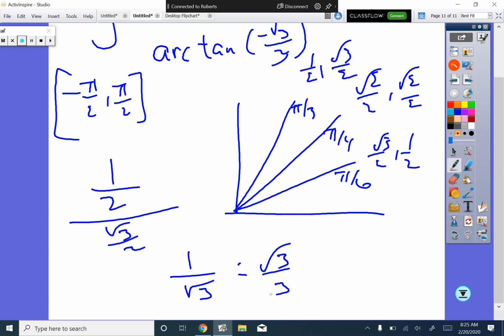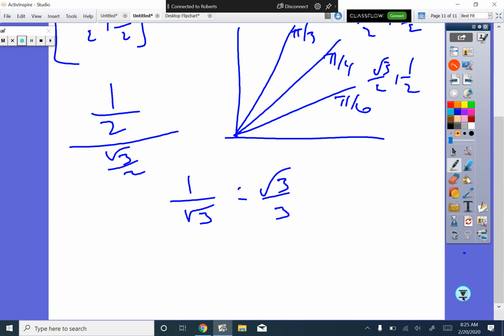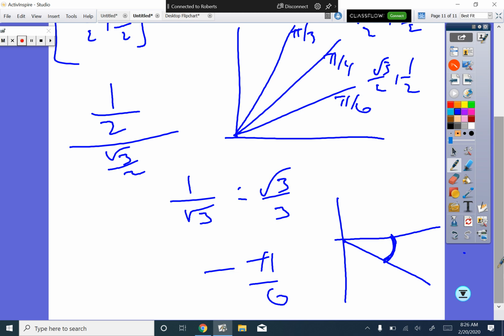But we need the negative. So we're not in quadrant 1, are we? We're in quadrant 4. So we need this one, which is pi 6th away. So do we say 11 pi 6th? We don't say 11 pi 6th, because 11 pi 6 isn't between negative pi halves and pi halves. So what is the angle? Negative pi 6.